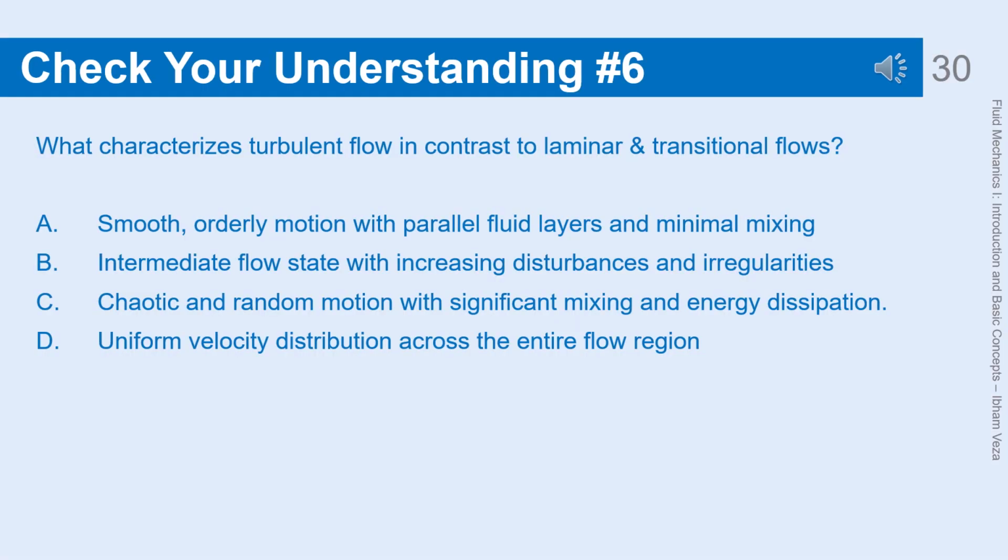Check your understanding 6. This question reinforces that the main characteristic of turbulent flow is its chaotic nature and strong mixing. This type of flow is very different from the orderly laminar flow. Understanding this difference is important for analyzing friction and energy losses. This question tests the ability to distinguish the physical characteristics of each flow regime. The focus remains on concepts rather than calculations.